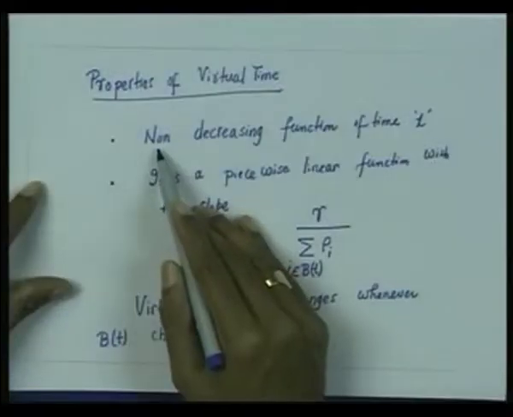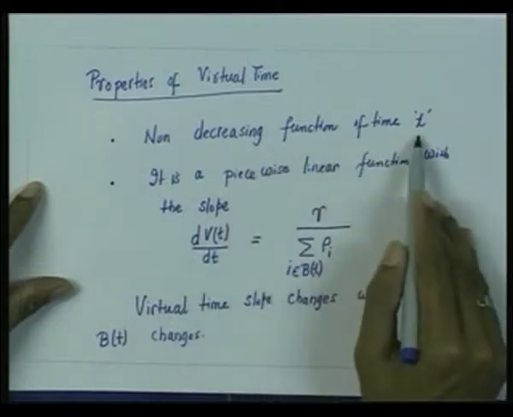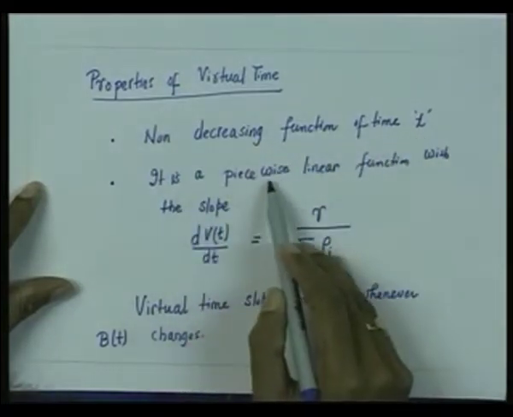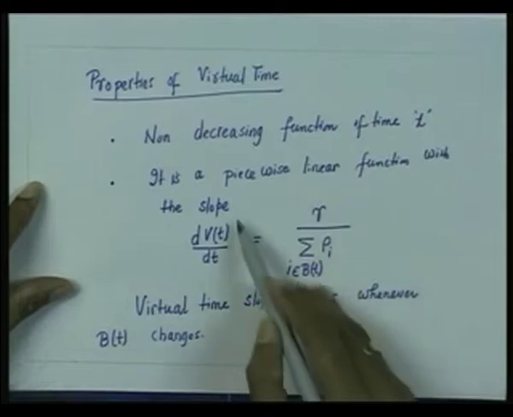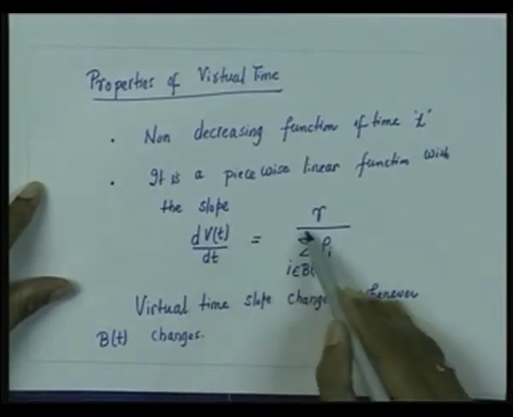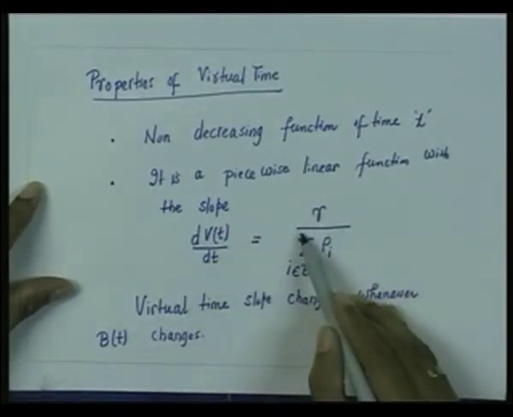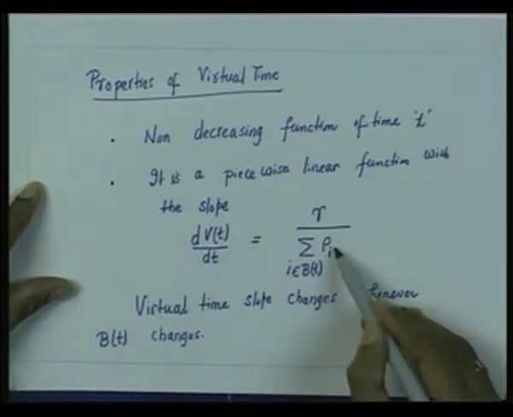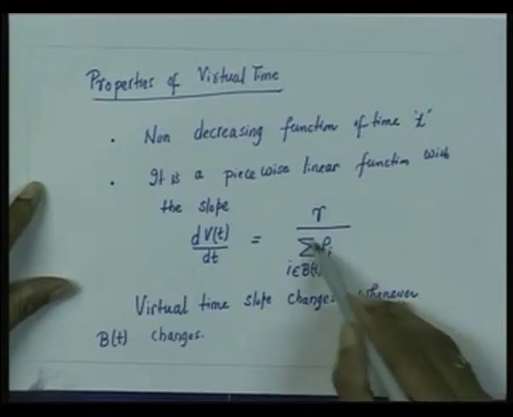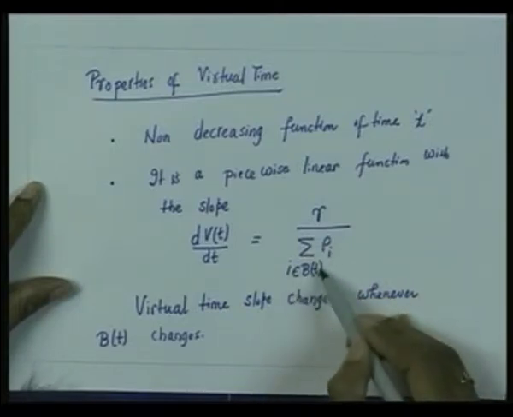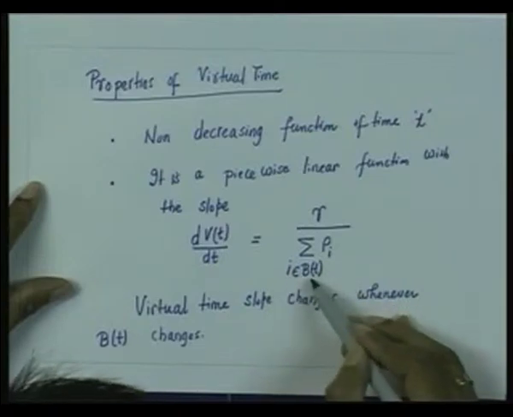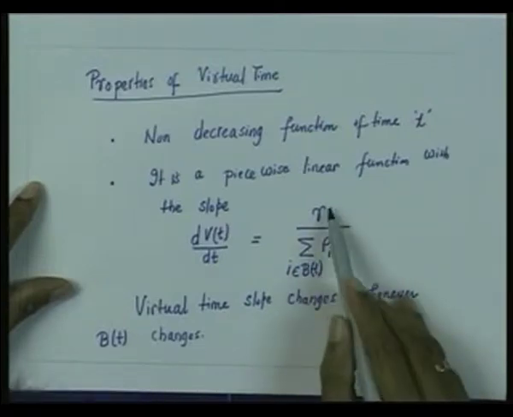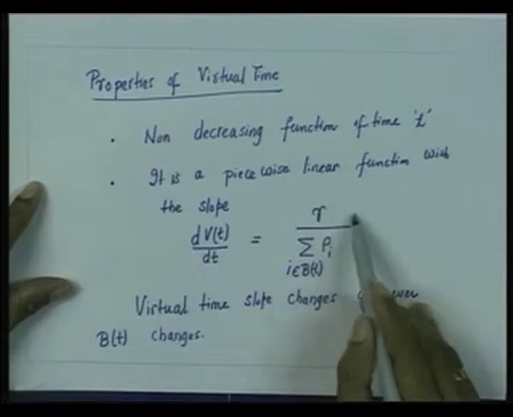So that's what we are saying, that the virtual time is a non-decreasing function of time t, and it is a piecewise linear function with slope dV(t)/dt equal to r divided by the summation over rho i, where rho i are the rates which have been allocated to session i, and this summation is over the set of all sessions which are backlogged at time t, and r is the output link rate.